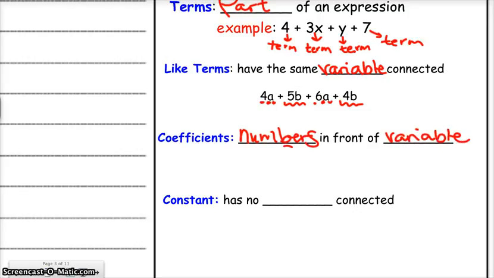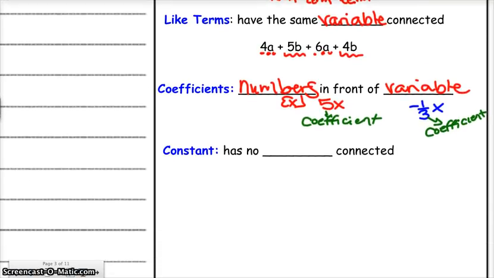For example, 5x, my coefficient isn't 5x. You don't say 5x, it's just the number. My coefficient would be the 5. If I had negative 1/3 x, my coefficient would be negative 1/3. It would be the number that's sticking in front. So my coefficient would be negative 1/3, not negative 1/3 x.